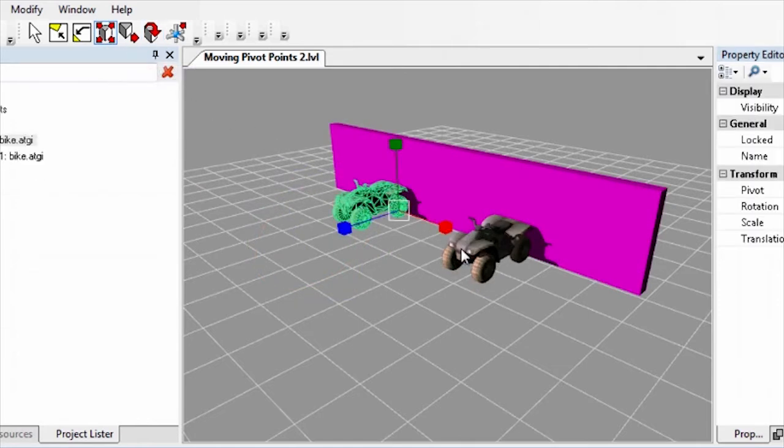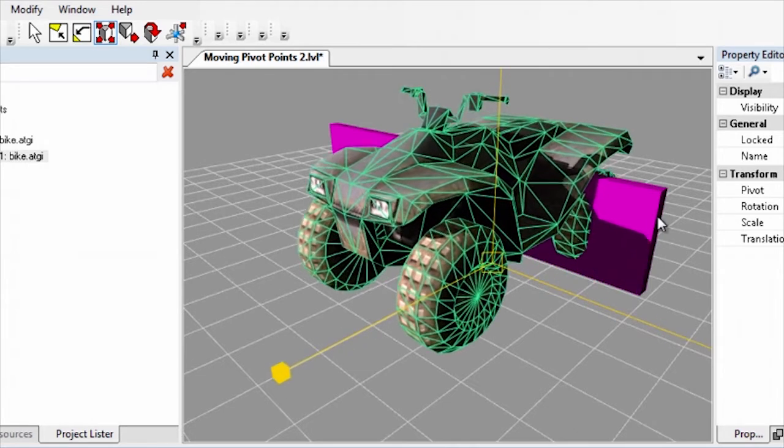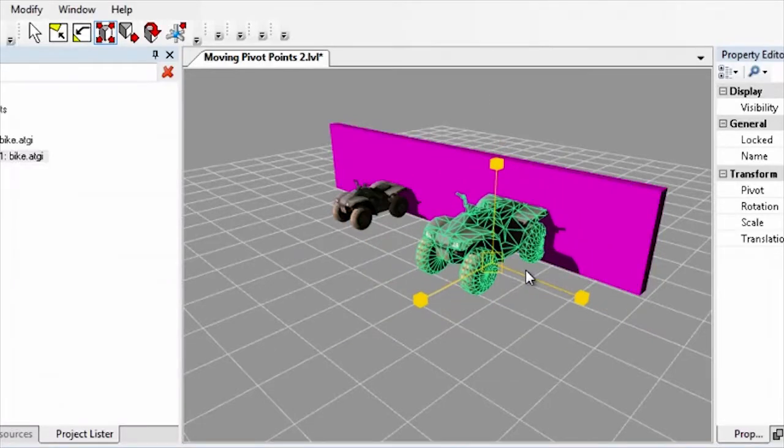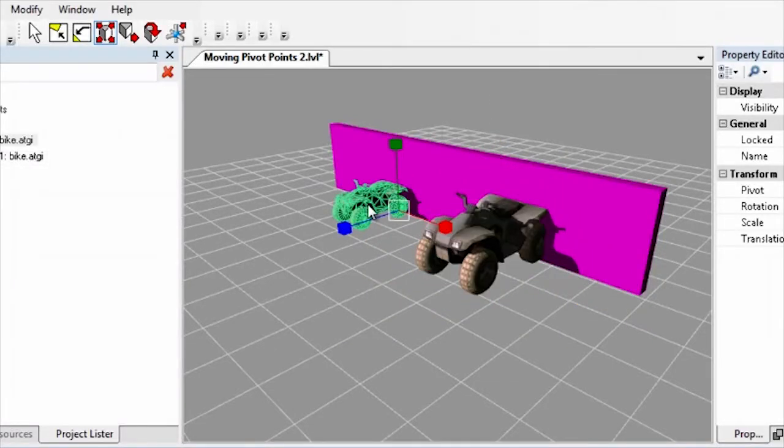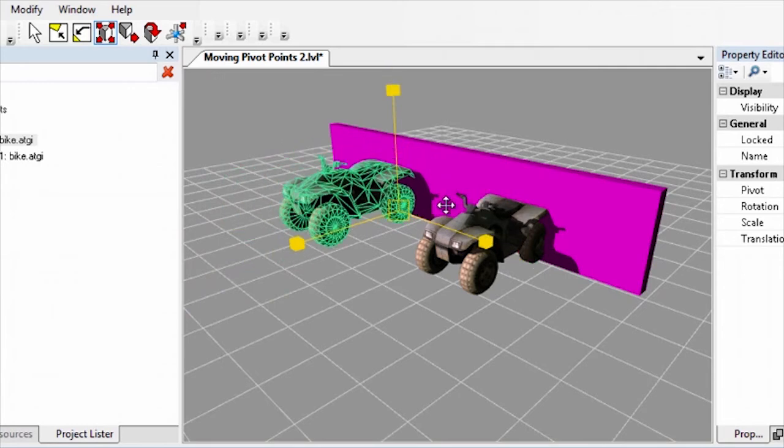For these two bikes, the bike on the left has its pivot point located at the rear of the bike, flush against the wall. And the bike on the right still has its pivot point at its origin. If I scale the bike on the right, the bike expands in all directions, even through the wall. If I scale the bike on the left, the bike expands away from its pivot point and away from the wall. This is a useful technique when you have two objects touching each other, and you want to scale one object, but still keep the two surfaces in contact.